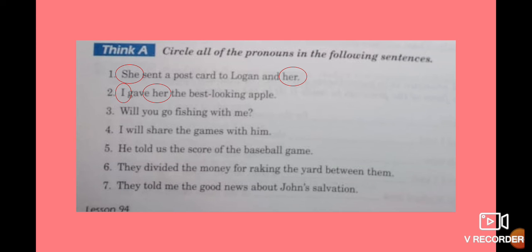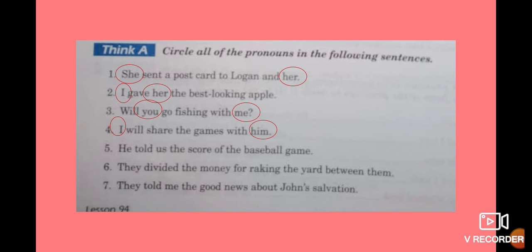Number 3, will you go fishing with me? The first one is you and the second one is me. Number 4, I will share the games with him. The first one is I and the second one is him.